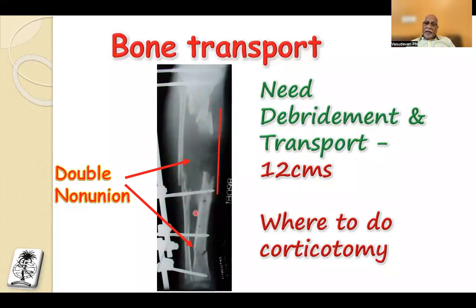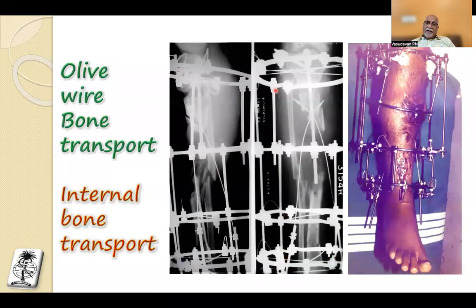Can you do the corticotomy here? Is it possible to do a corticotomy there to get that much length? Or is it possible to do a corticotomy at that level? We had to discuss and think about it. So I decided to do a corticotomy at the upper end because the metaphyseal area can throw more callus.